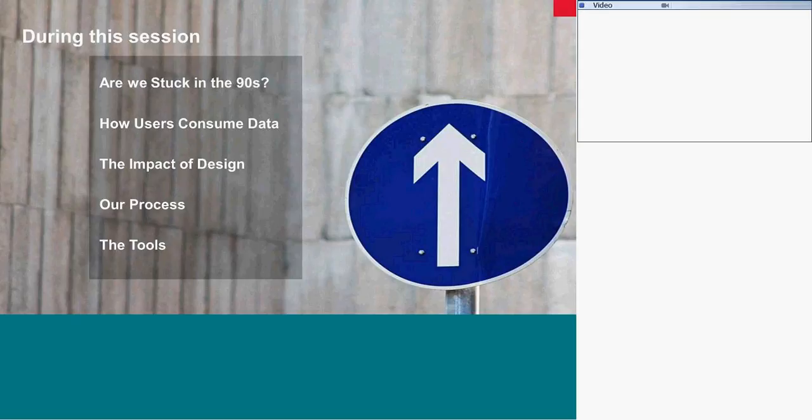How users consume their data. As I've mentioned, this has changed due to just the volume of data available to users in today's environment, on your smartphone, everything. It means that we're much more impatient in the way we consume data.